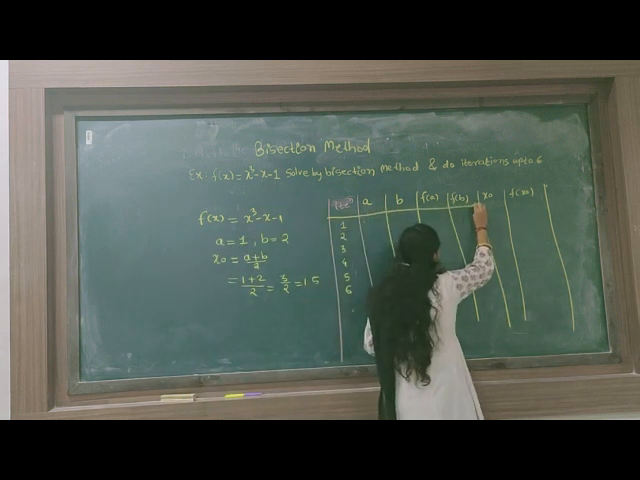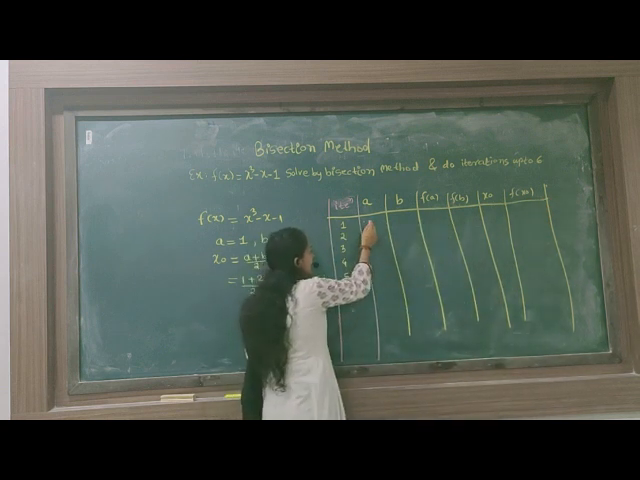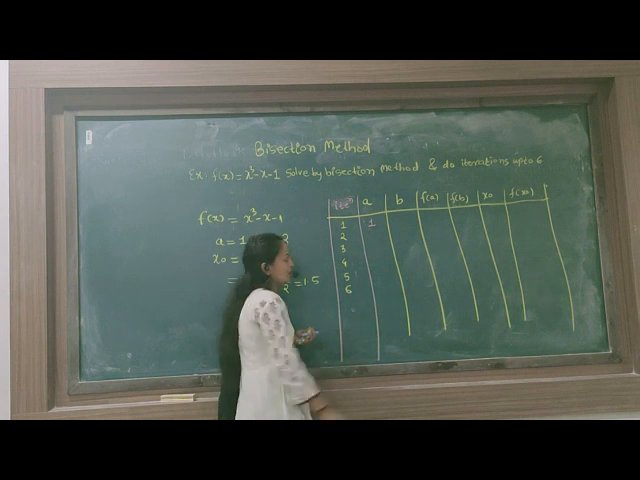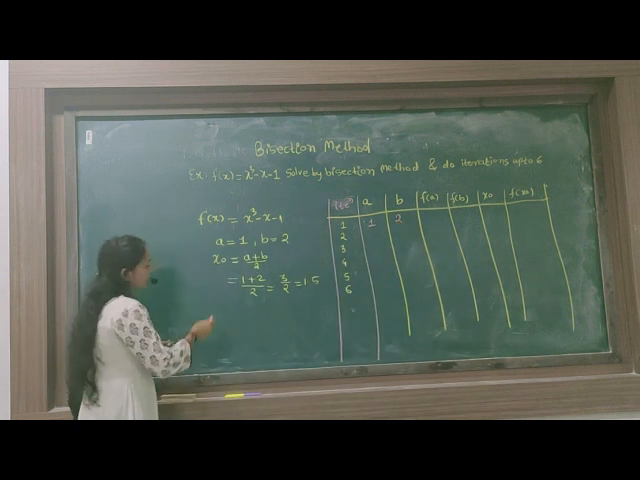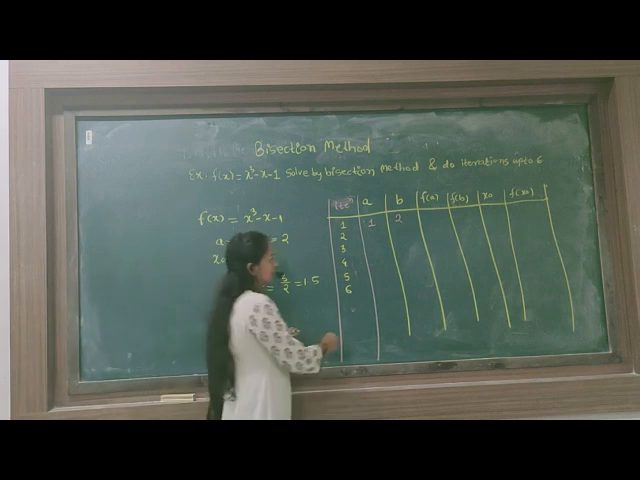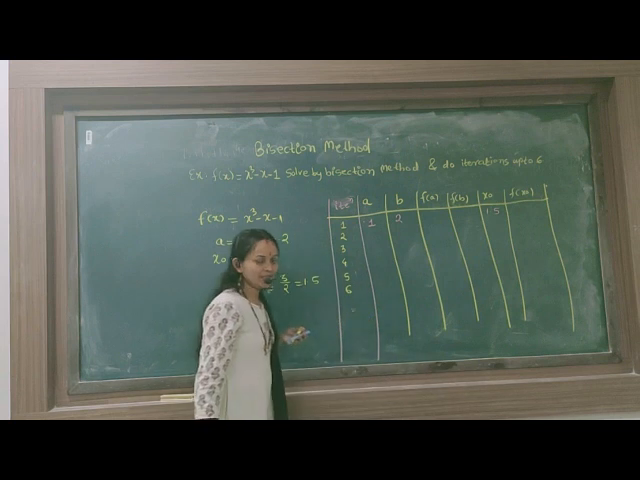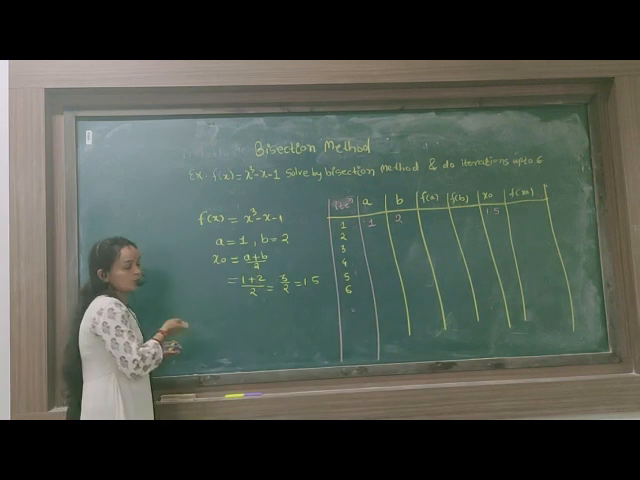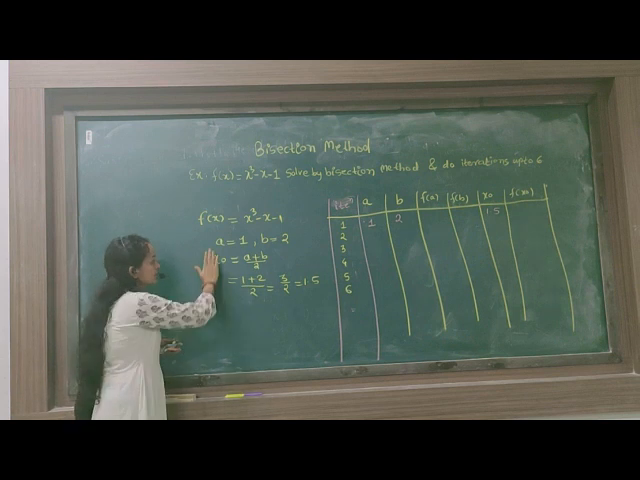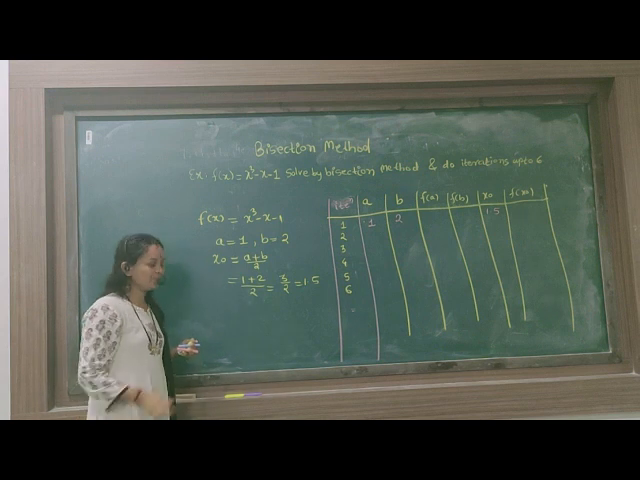So for the first iteration, the value of A is 1 and the B value becomes 2. You have already calculated the midpoint, which is 1.5. Now you have to calculate the function of A, function of B and function of X0.